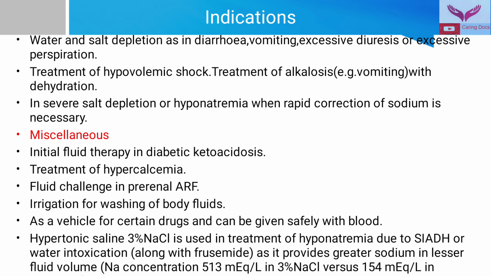Hypertonic saline, that is 3% sodium chloride, is used in the treatment of hyponatremia due to SIADH or water intoxication along with furosemide, as it provides greater sodium in lesser fluid volume. That is, the sodium concentration in 3% sodium chloride is 513 milliequivalent per liter, but in 0.9% sodium chloride it is 154 milliequivalent per liter.